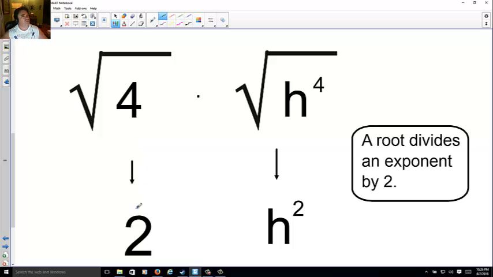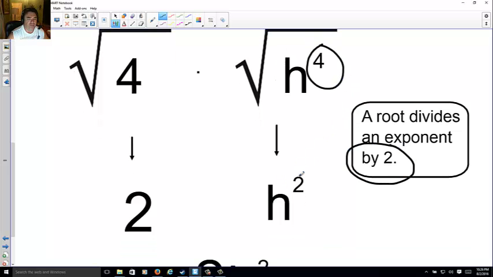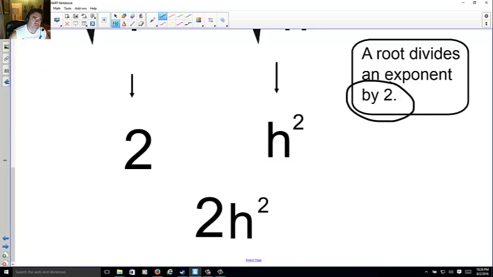Square root of 4 is 2, because 2 times 2 is 4. Square root of h to the 4th, you just divide by 2. So take this 4 and divide by 2, h squared. Why? Because h squared times another h squared makes h to the 4th. So it becomes 2h squared.